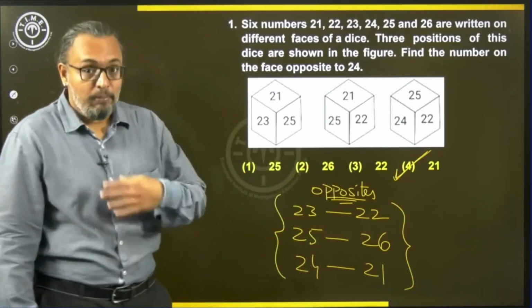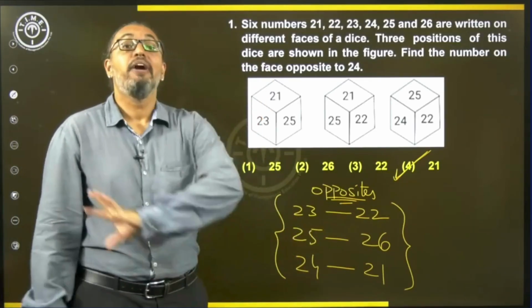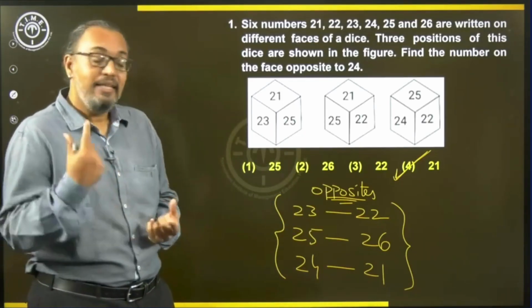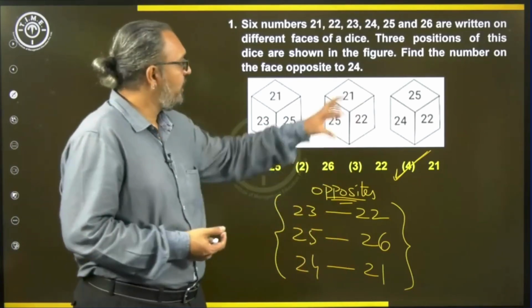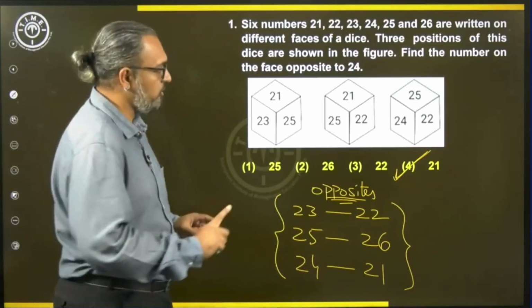So when you are practicing dices and questions like this, spend time and find out all the 3 opposites. Then it becomes very easy. In the exam, you don't have to find everything. You can just go by it. Now, how do I just go by looking at the number 24? See, I will also tell you.